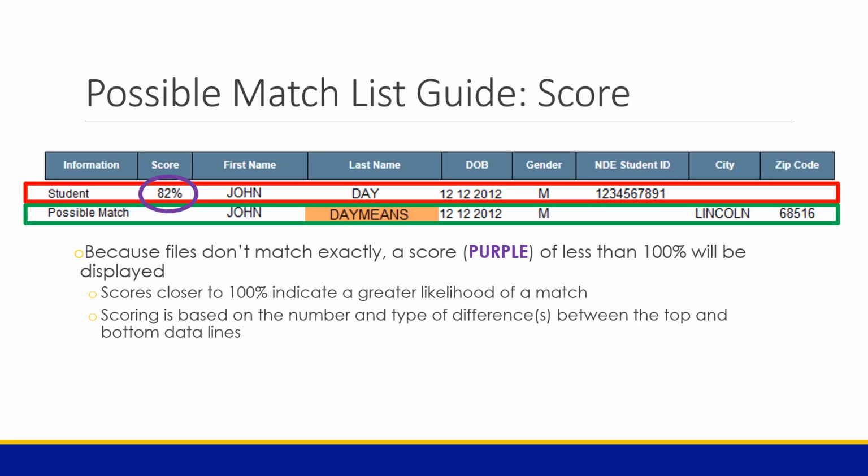This is an example that demonstrates a possible match of 82%. The closer the score to 100%, the more confident the system is that the student information provided by DHHS and NDE is for the same person. However, school staff are required to evaluate this information to ensure the student does belong at that school. Differences in the data submitted are highlighted in orange.